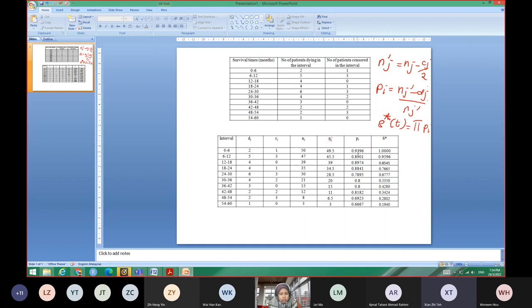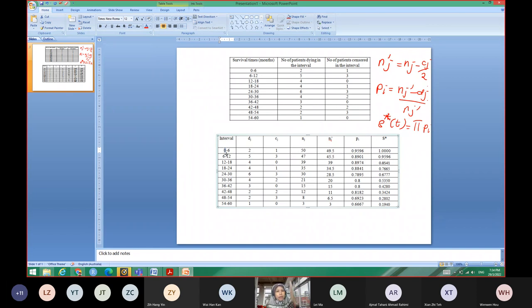The survival function should start at 1 now, not like the answer just now, which started at 0.9 something. Because at the beginning, at the starting time of your study, we believe that everyone survived. So in this case, we should calculate the survival at the beginning. Okay, so we should start with one. And then the second one is six. So that's why it's 1 × 0.9596 and so on.